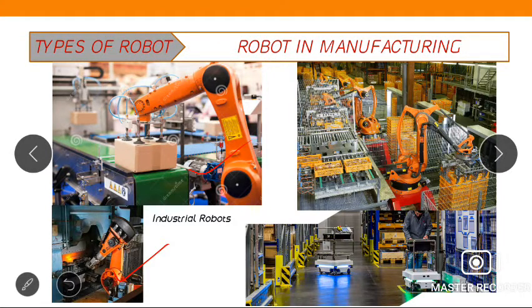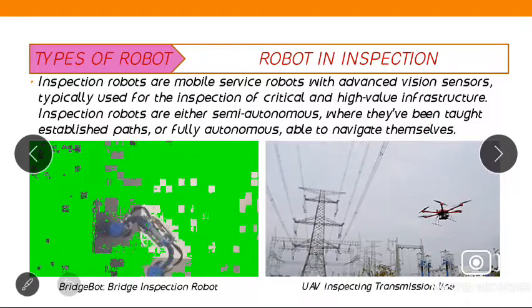This is the foundry robot. We can use robots in the foundry process. As you know, the temperature in a foundry can be 800, 900 or more than that, so robots can be useful in that temperature too. And we can use them for packaging and warehouse systems. So these are a few important applications.